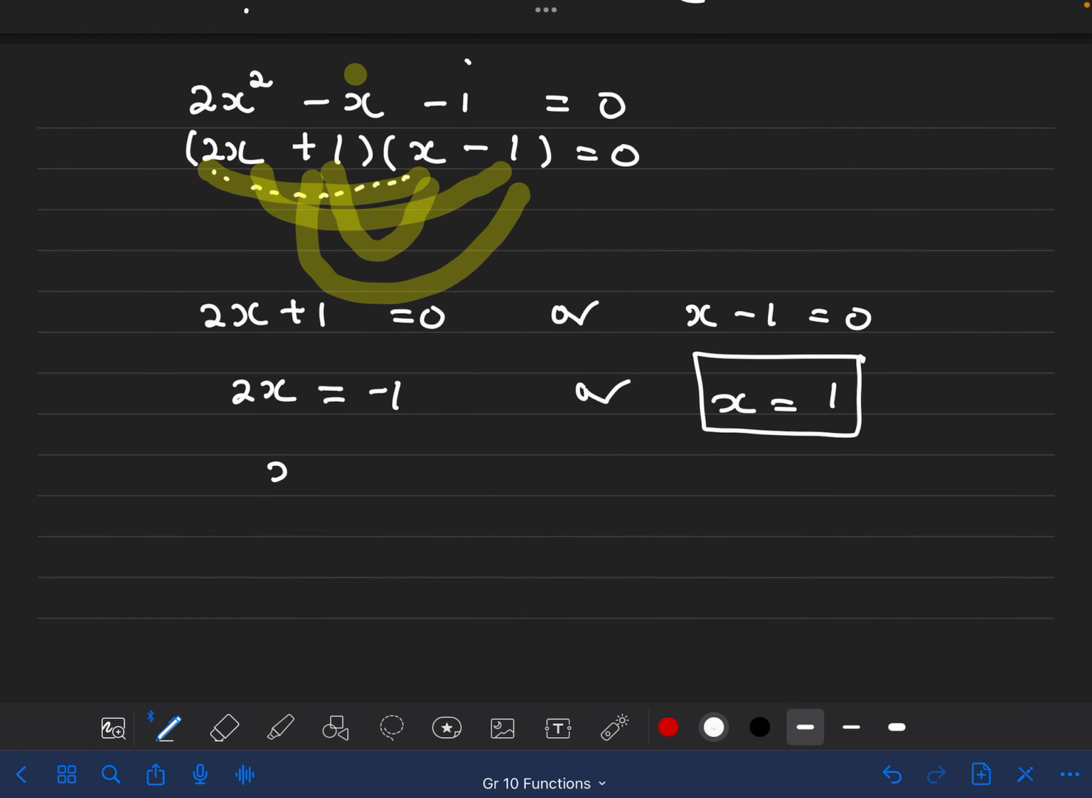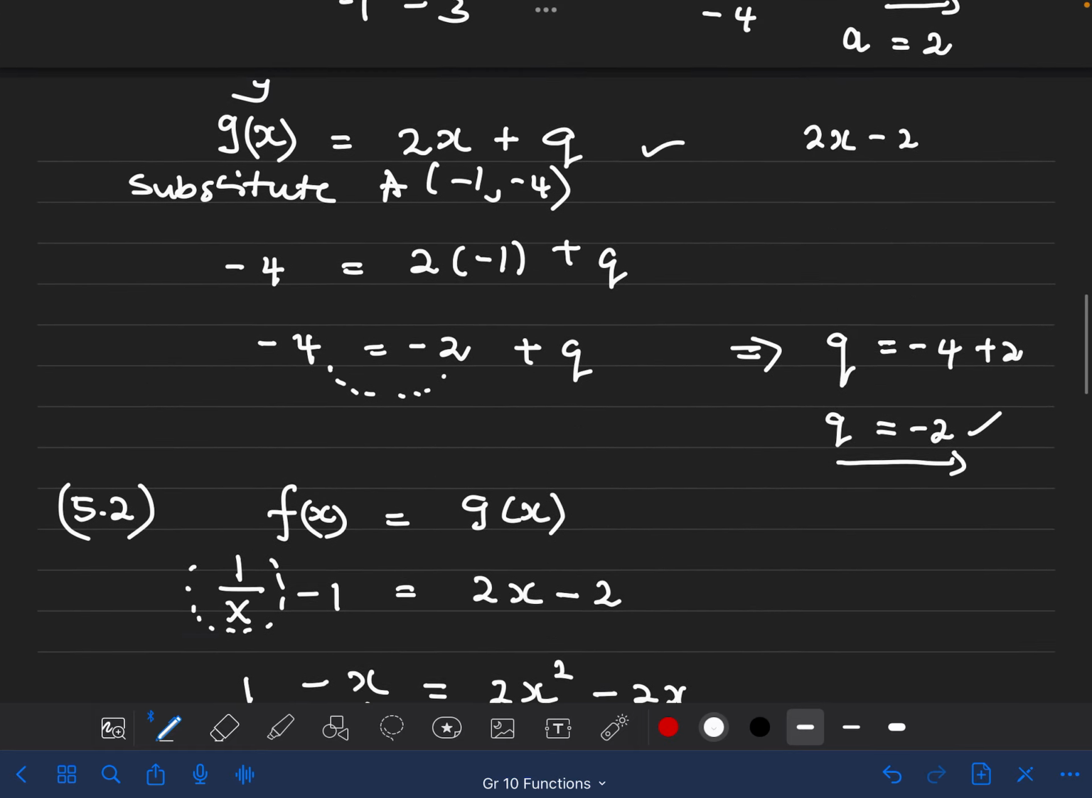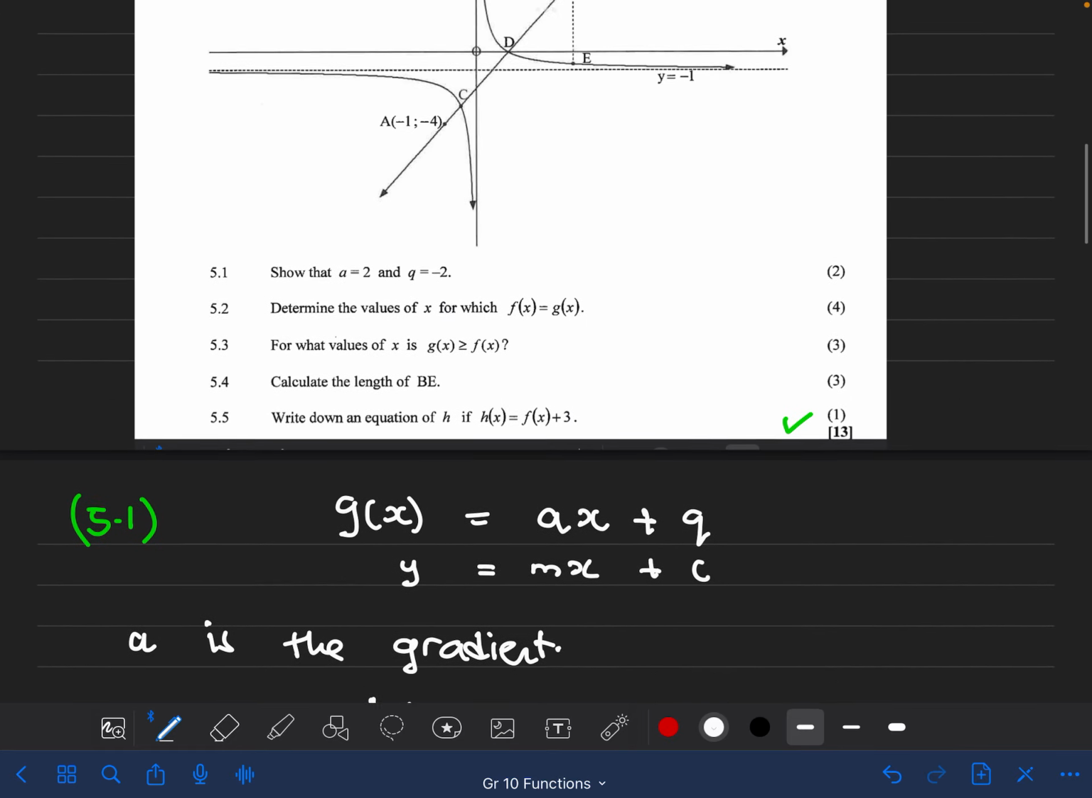Then we solve for x. So here x is going to equal minus 1. We divide by 2. So x is equal to negative 1 over 2. So what does this mean? It means that at x equal to negative a half and x equal to 1, the two graphs are equal to each other.